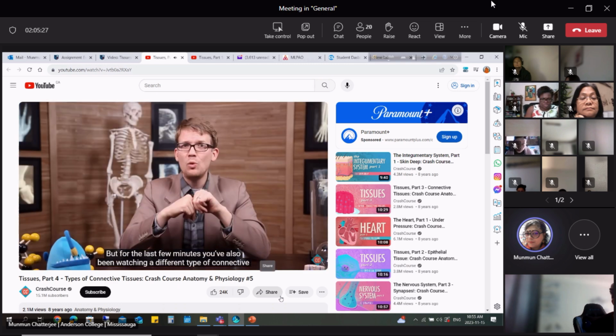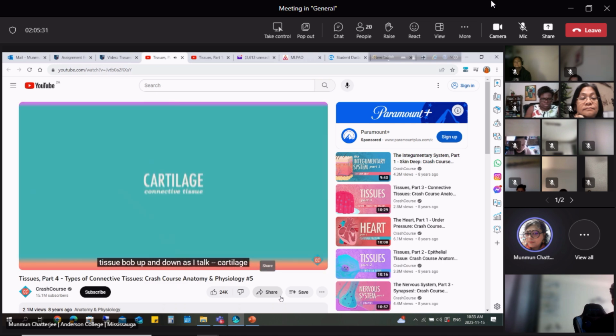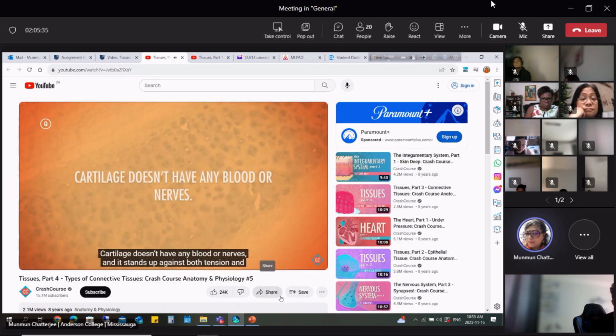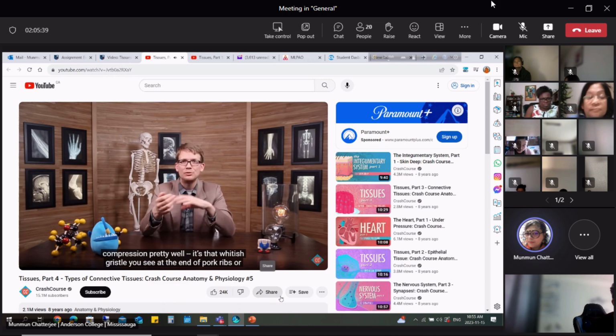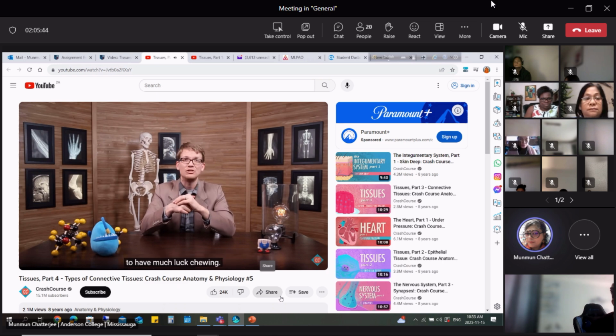But for the last few minutes, you've also been watching a different type of connective tissue bob up and down as I talk. Cartilage. Cartilage doesn't have any blood or nerves, and it stands up against both tension and compression pretty well. It's that whitish gristle you see at the end of pork ribs or chicken wings in your grocer's freezer, and it's another thing that you're not going to have much luck chewing.